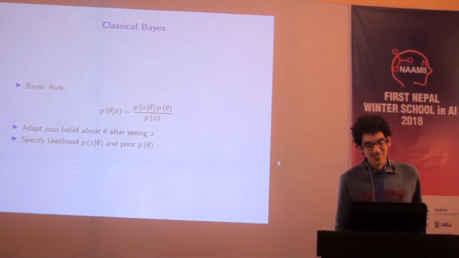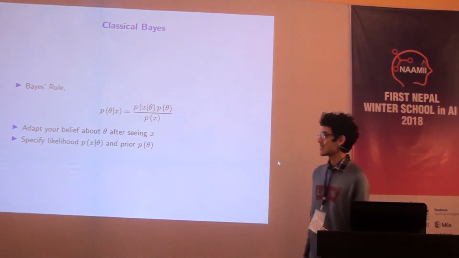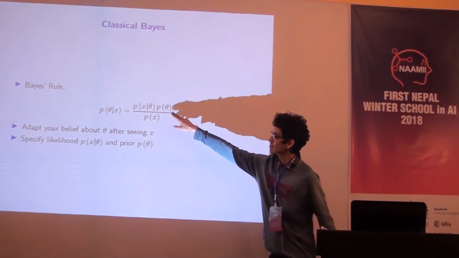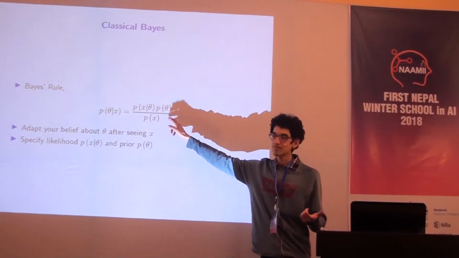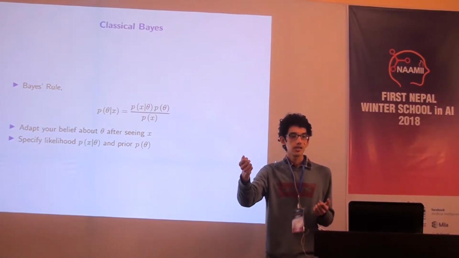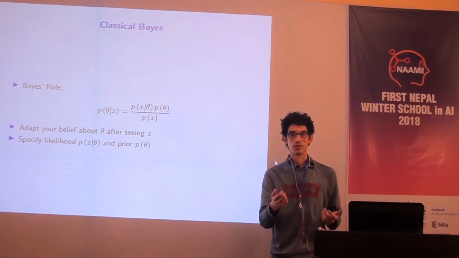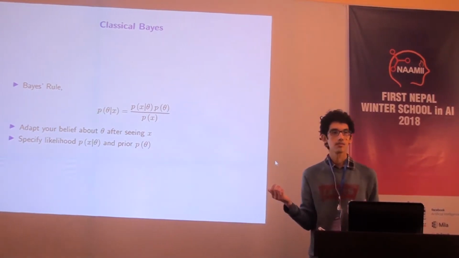So maybe it's using Bayes' rule, probably, who knows. Again, you have some belief about the world, you encode that in P of theta. You observe some new data, X. And then the right thing to do is to update your understanding of the world. That's P of theta given X, right?